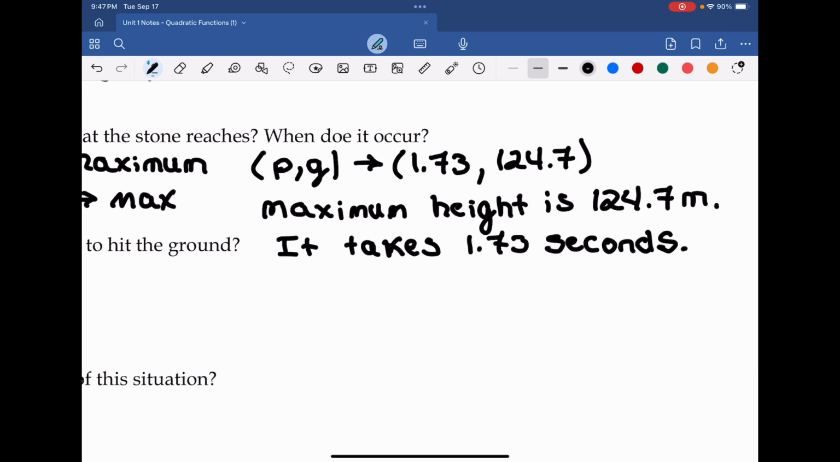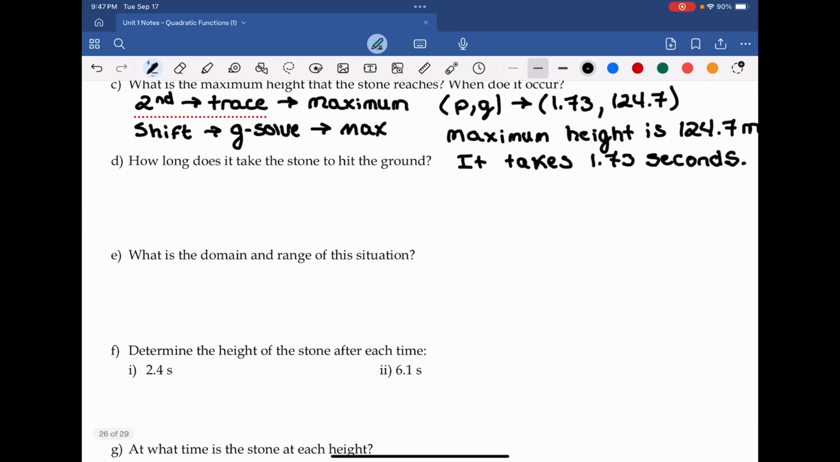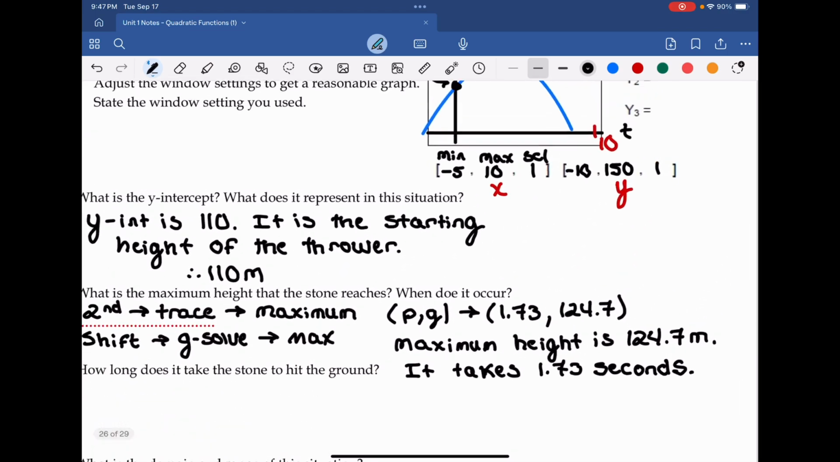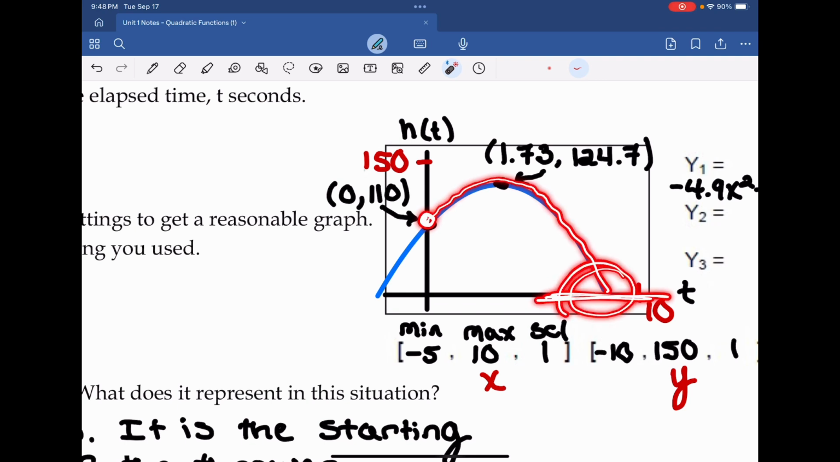There we go. Okay, now let's go down to our next piece. How long does it take the stone to hit the ground? Well, graphically, let's take a look at what that means. We start here at the 110, on top of the cliff. It goes up in the air, and then down here is the beach. This is the piece we're looking for.